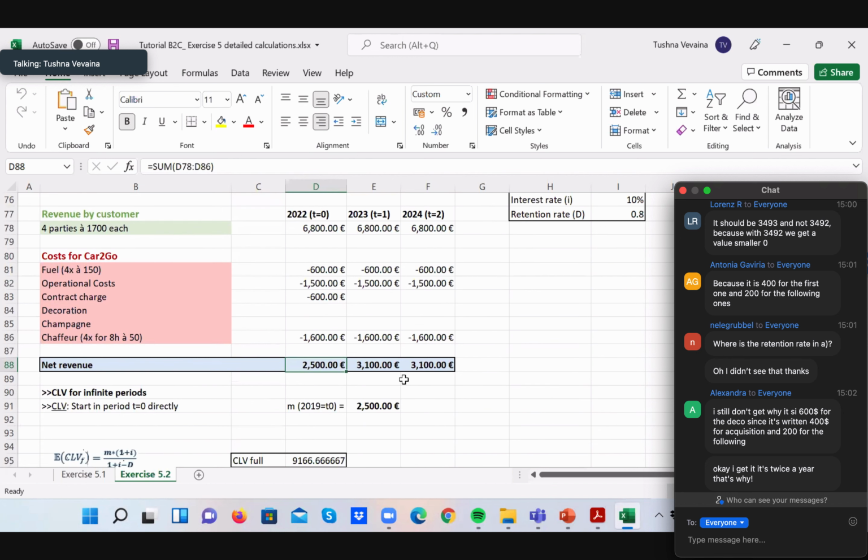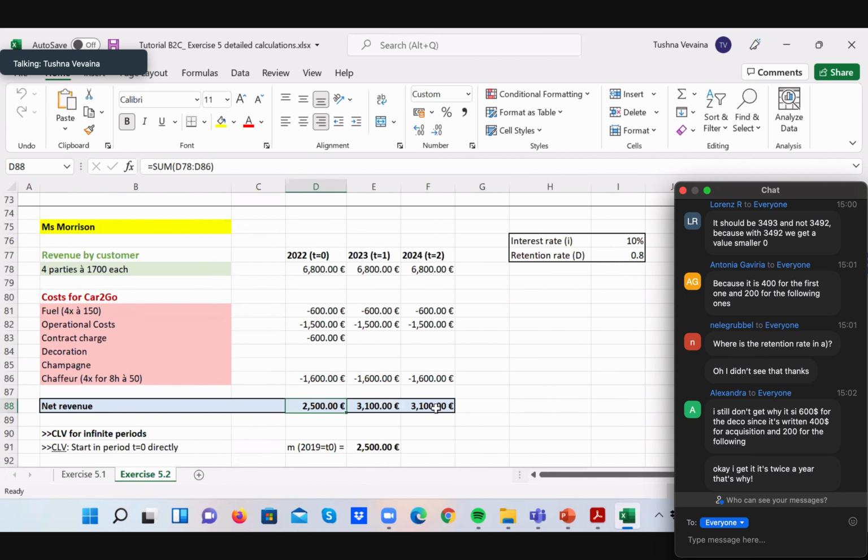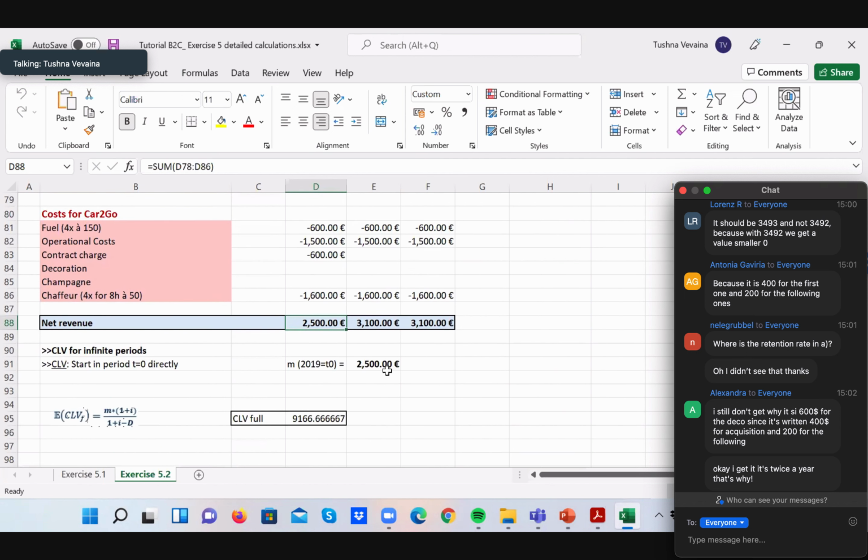That's simple. And for an infinite period of time, I'm going to be seeing Mrs. Morrison because there's no finite period given. So I'm going to use the infinite formula. And for this, I have 2,500 in my first year, where it's T0.